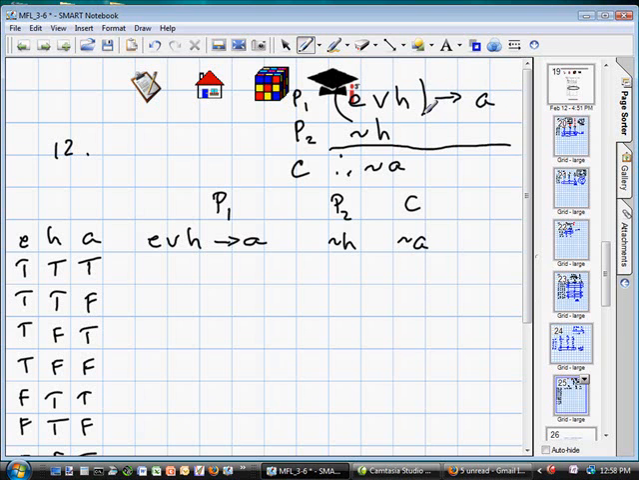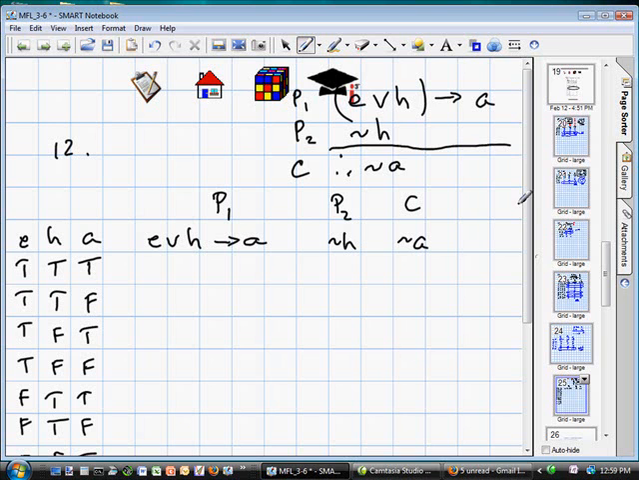And the second premise is you have not been accepted half-time at a college. So not H. Conclusion, according to the book, is hence you cannot apply for a loan, so that would be not A. So is this a valid argument? Well, we got to do 8 rows again because we have 3 letters.